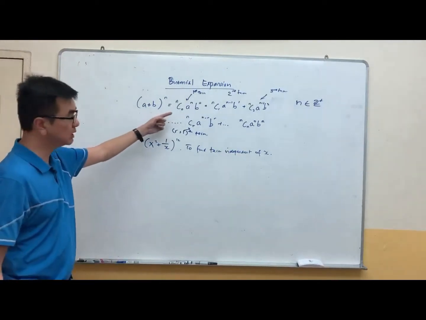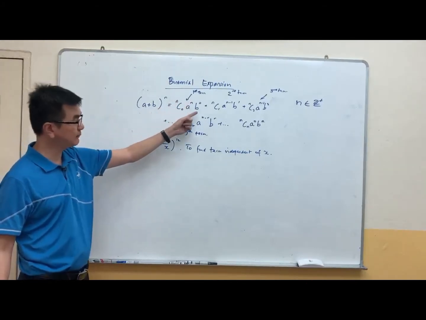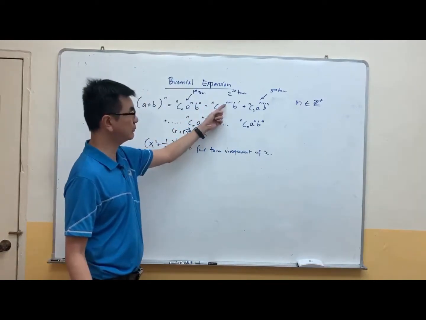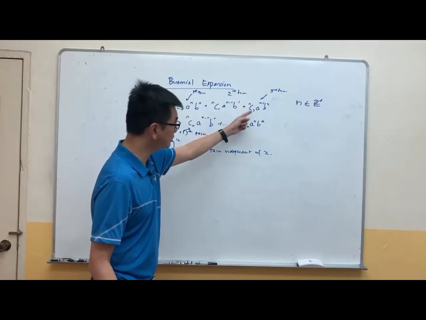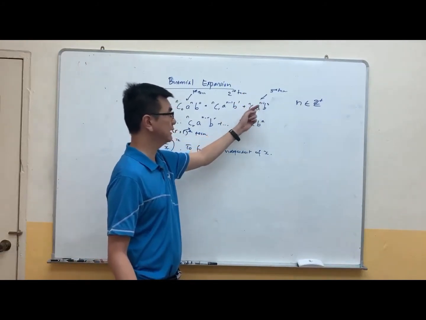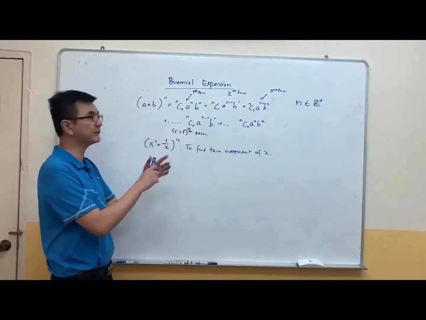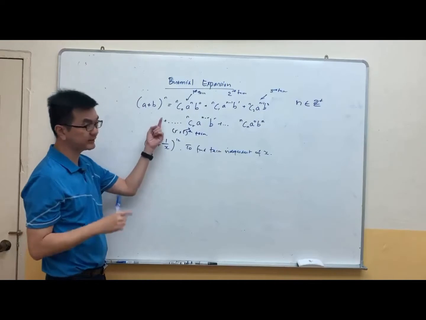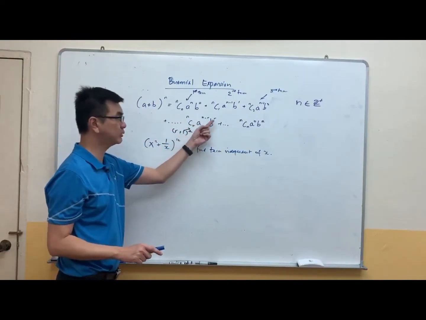For the first term, it will be nC0 a to the power n, b to the power 0. The second term will be nC1 a to the power n minus 1, b to the power 1. Third term, nC2 a to the power n minus 2, b to the power 2. And in the middle, where I have a general term, the position can be any position, but the general term can be written as nCr a to the power n minus r, b to the power r.